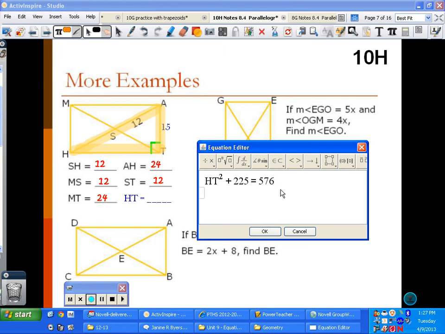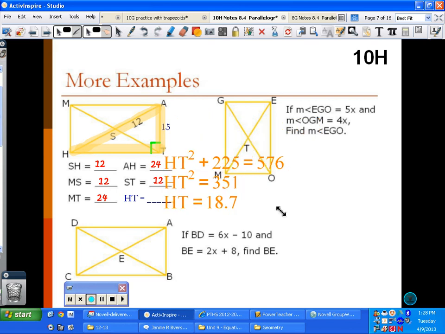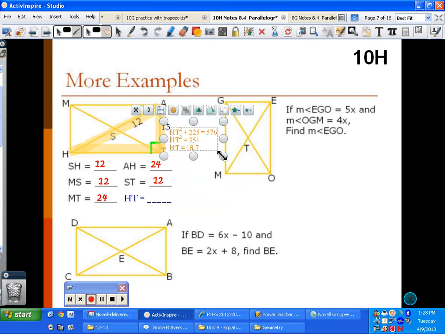From there, you're going to subtract 225 from both sides. So we have HT squared equals 576 minus 225 is 351. And then we're going to take the square root of 351 to solve for HT. So HT equal, you get a decimal here, but we'll go ahead and round it, and we'll say 18.7. We'll just round to the 10th. So we did all that work there. I'm going to make this smaller so you can see it and still see your work. So we'll say 18.7.